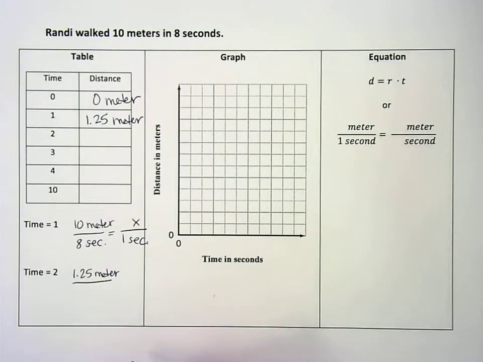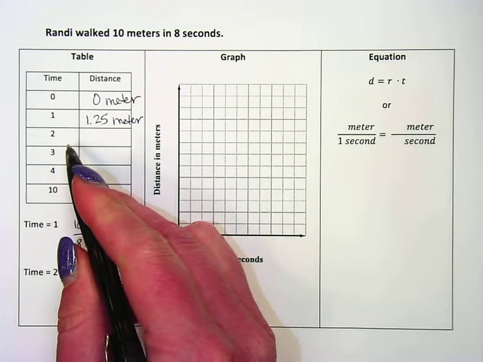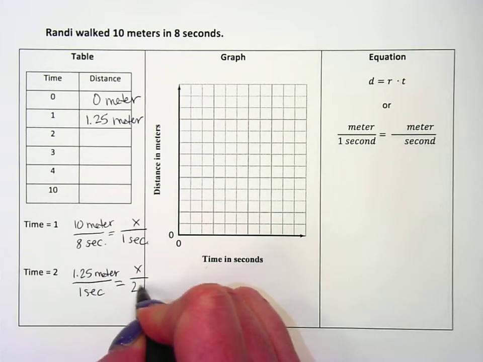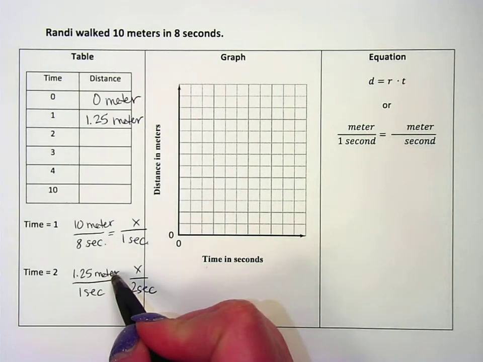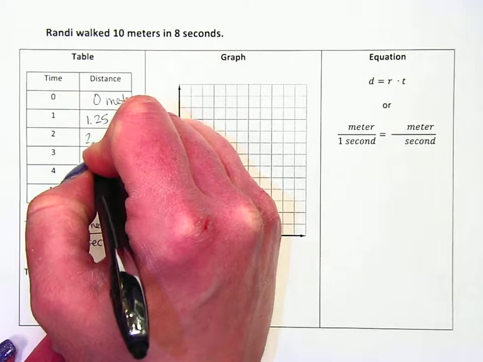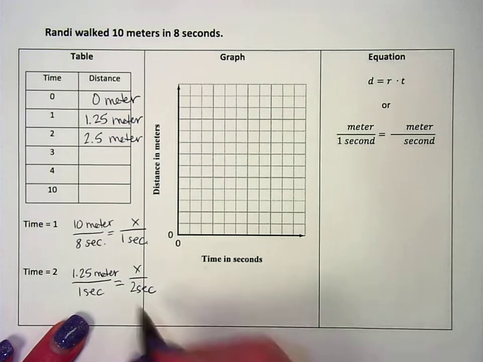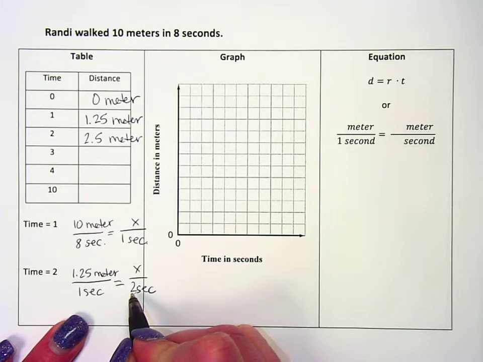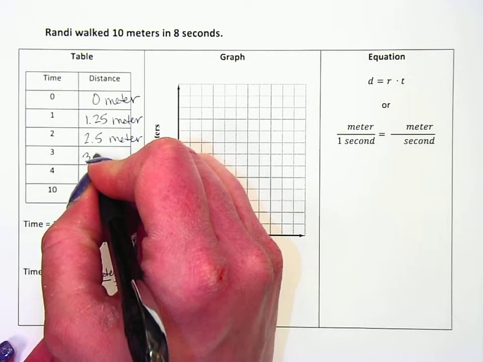I can keep using that proportion if I'd like, or I'm just going to simplify mine. If she goes 1.25 meters in 1 second, and we're trying to figure out how far she goes in 2, we're going to take 1.25 times 2 divided by 1. My 1.25 for 1 second, so if she goes 2, I double that, she'd be at 2.5 meters. If we were to put in a 3 right here, 1.25 times 3, she would have gone 3.75 meters.